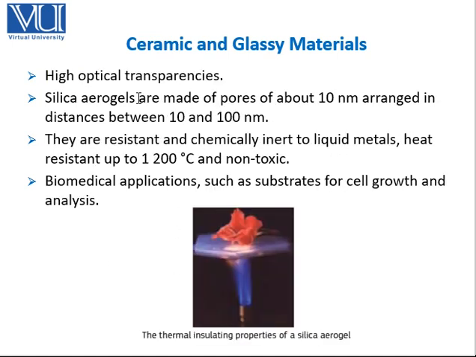So some other properties include high optical transparency. The optical properties of aerogels are high. Silica aerogels are made of pores of about 10 nanometer arranged in distances between 10 and 100 nanometer. So the aerogels made from silica, silicon dioxide, have a diameter of roughly 10 nanometer, and the distances between them are nearly 10 to 100 nanometer.